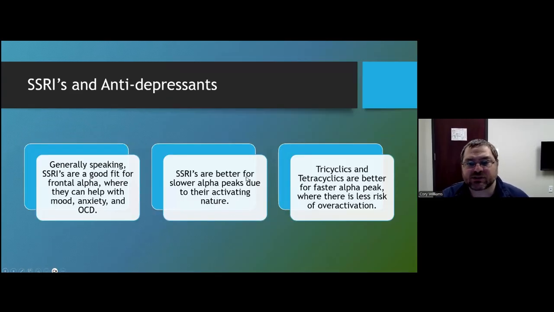When we talk about the slower alpha peak, the SSRIs will help bump that up a little bit. If their alpha peak is quite slow, so say maybe like 7.5, 8 hertz, then you maybe want to start thinking about an SNRI. Those tend to be more activating than the SSRIs. They're sometimes used for people who have ADHD and depression comorbidity. So the SNRIs are even more activating than the SSRIs, although technically an antidepressant class of medication.